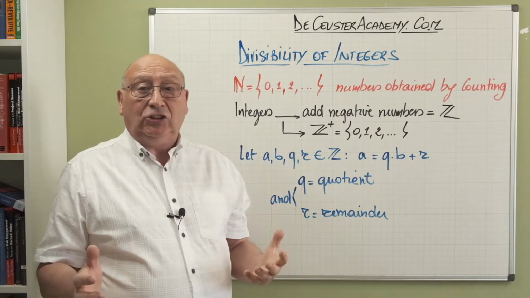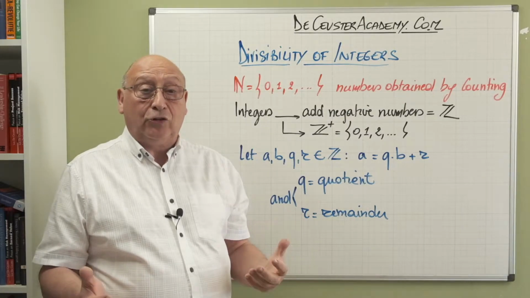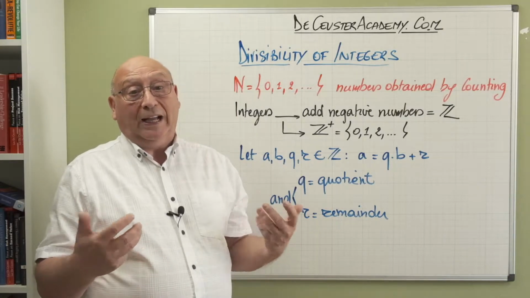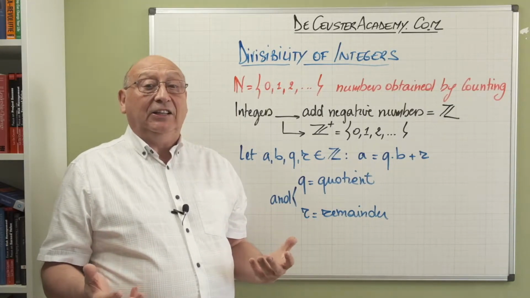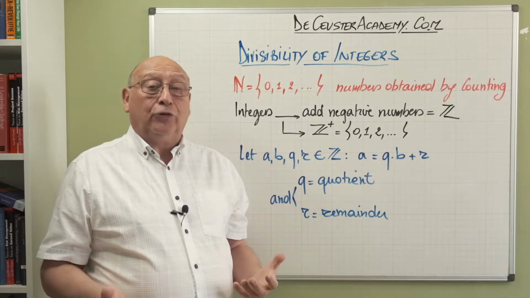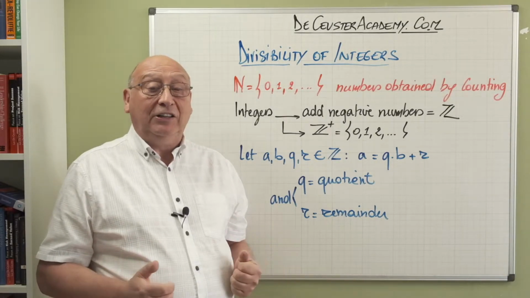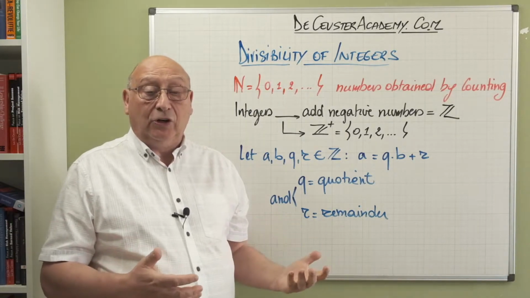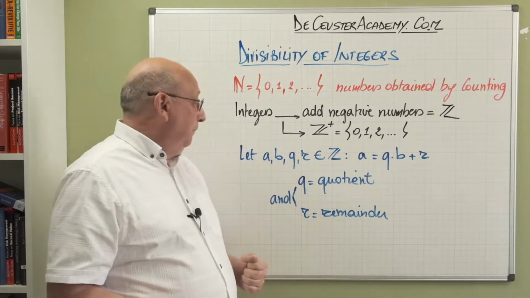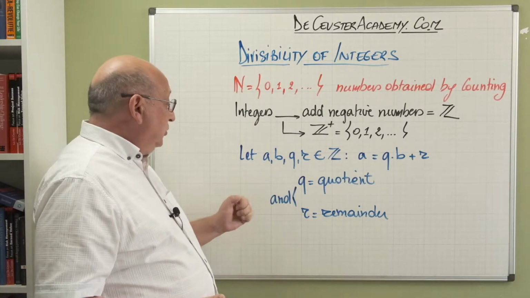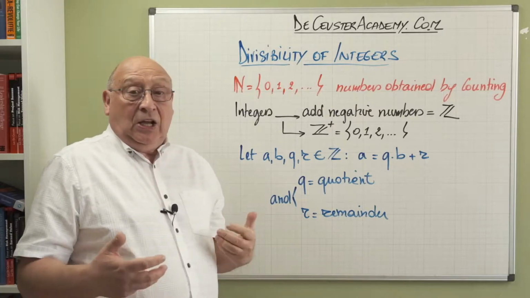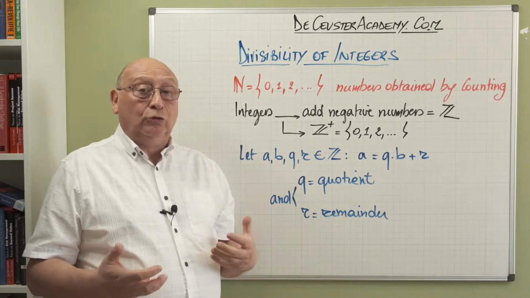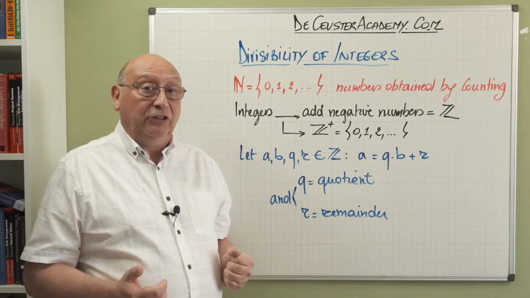When we looked at the integers, we added the negative numbers. So for 1 we added -1, for 2 -2, and so on. This is the set of the integers, and typically what we're also going to talk about are the positive integers, Z plus, which are also the integers from 0, 1, and so on. Now when we look at the integers a, b, q, and r, they are the numbers that I want to define the integer division with.